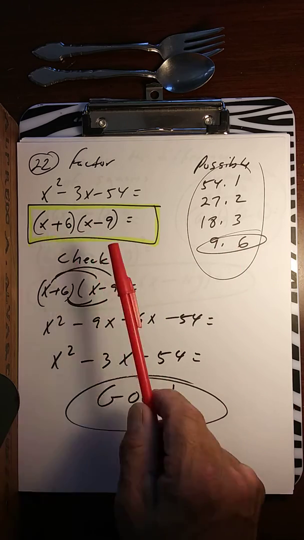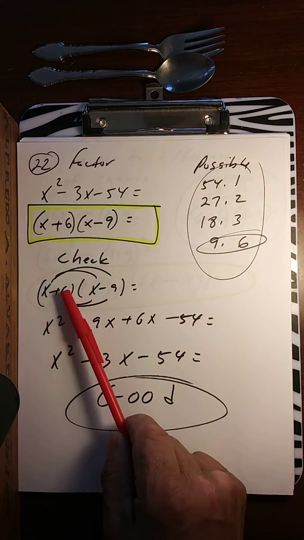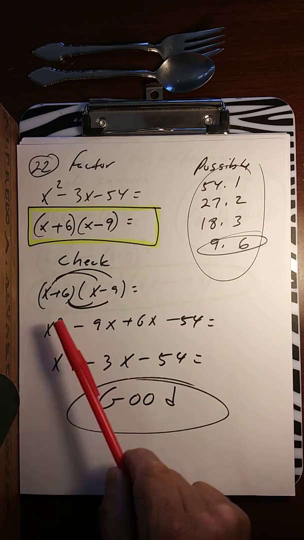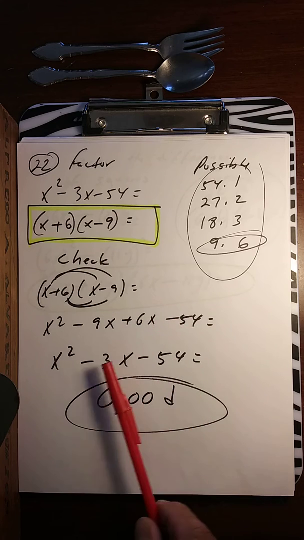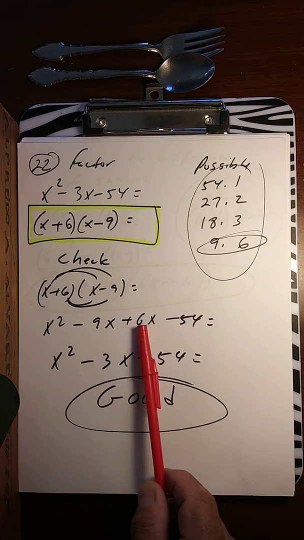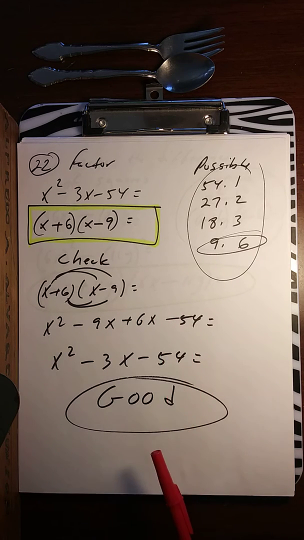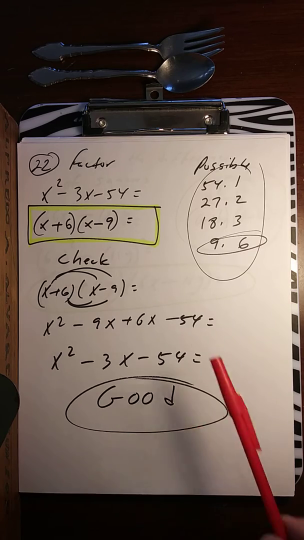Let's check it. x plus 6, x minus 9. x times x is x squared, minus 9x plus 6x, minus 54. x squared minus 3x minus 54. That's it. It's good. It matches.